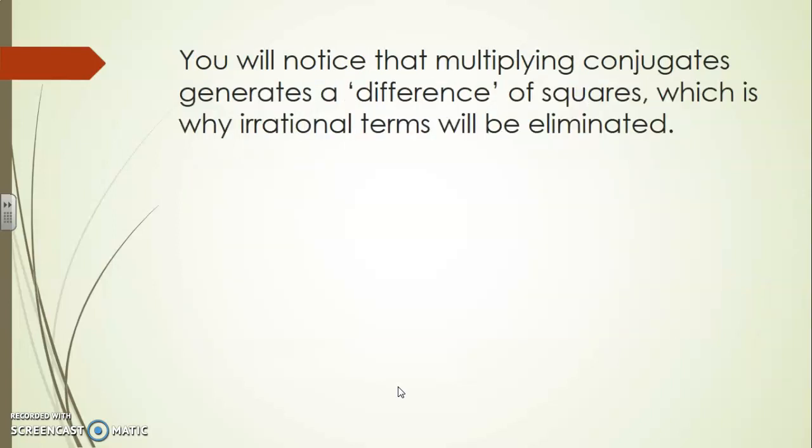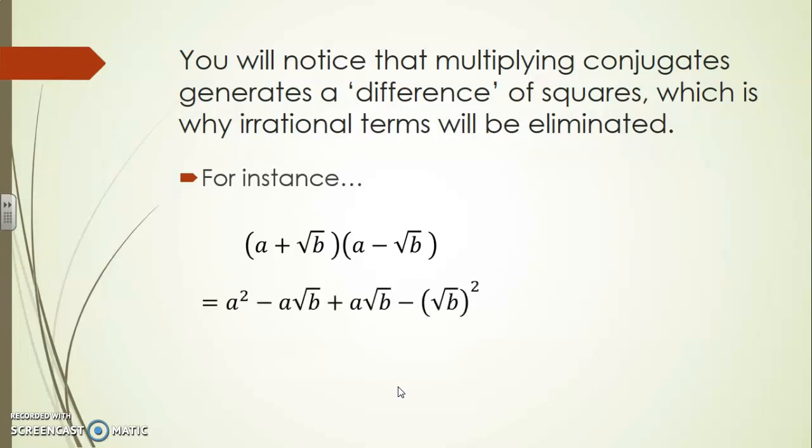You'll notice that multiplying conjugates generates a difference of squares, which is why irrational terms will be eliminated. For instance, if you multiply a plus root of b with a minus root of b, then expanding this product will actually show that minus a root of b and plus a root of b become canceling terms. And the outcome will reduce to a squared minus b. Now, assuming a and b started off as rationals, a squared minus b is definitely a rational result.